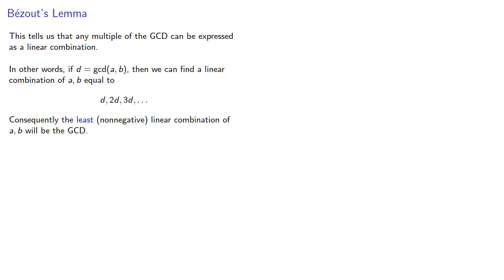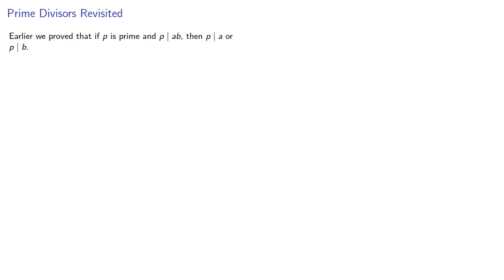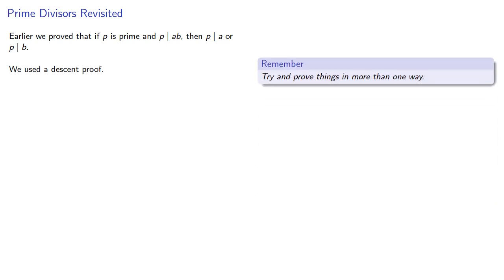Now, in general, this isn't always useful, unless we can find a linear combination equal to 1, which happens with primes and relatively prime numbers. Let's take a look at that. So remember, earlier we proved that if p is prime and p divides a product, then p must divide one of the factors. And back then, we used a descent proof. But remember, try and prove things in more than one way.